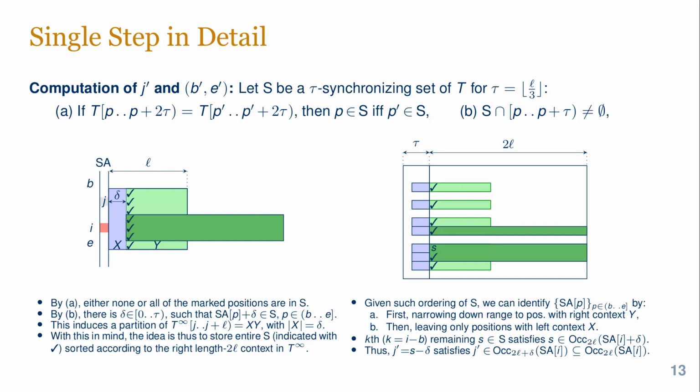The reason why J' is only guaranteed to be a witness and is not necessarily equal to SA of I is because the positions in the sequence on the right are only sorted by the length 2L right context, and not the full right context. Thus, they may be permuted compared to their ordering at offset delta in the suffix array interval on the left. For example, S may happen to be the second position in the sequence on the right, but third when we are considering the full right context. If that happens, as visible on the left, our witness J' will be the position right next to SA of I in the suffix array.